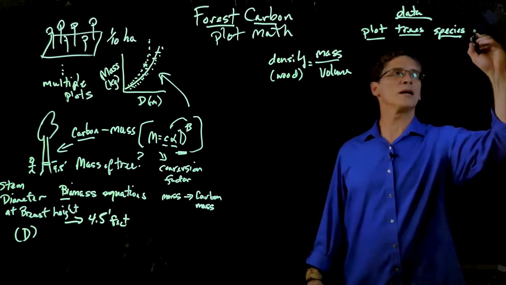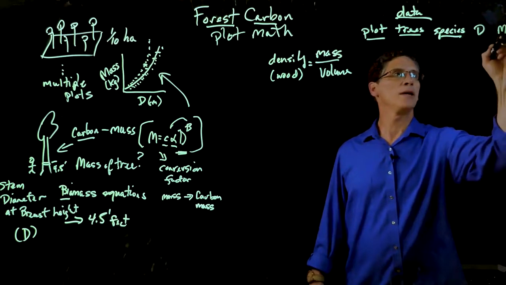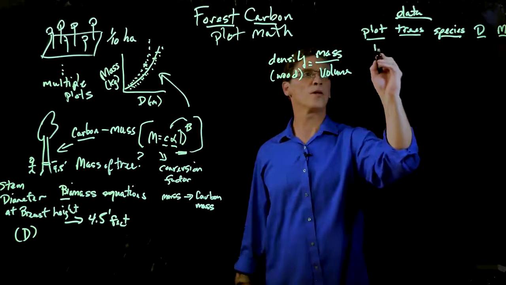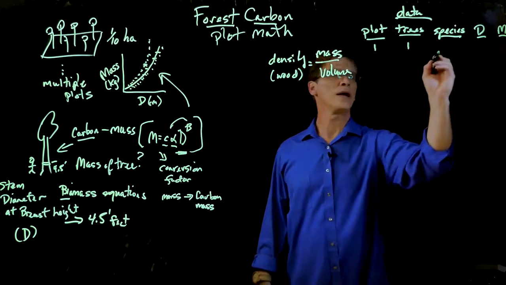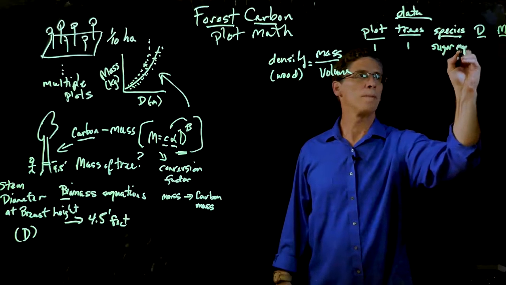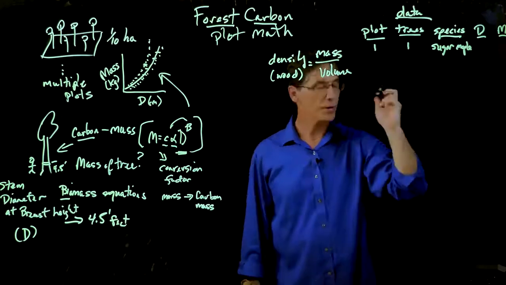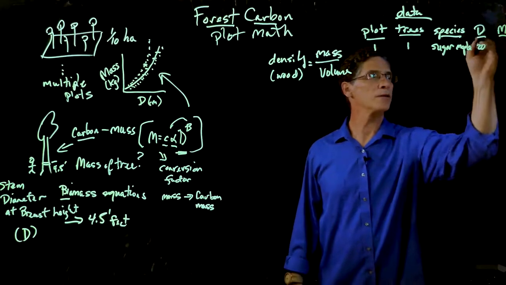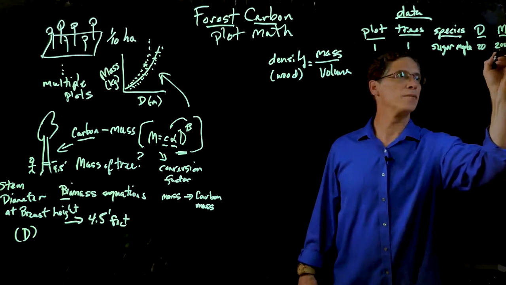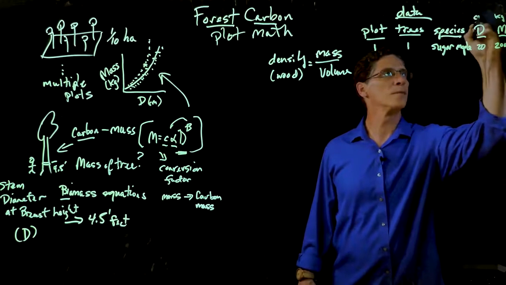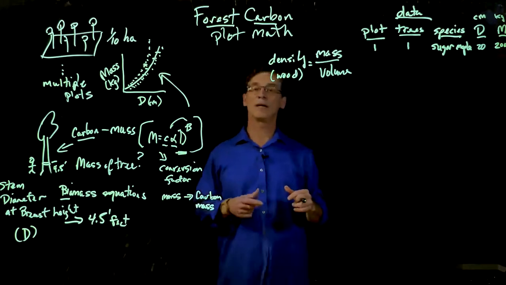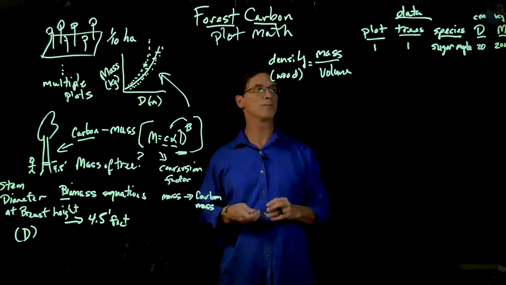Okay, and then we're also going to have the diameter, and then we're going to have the mass. So as we go to our first plot, we'll call that plot 1 and then tree 1. And let's say that tree 1 is a sugar maple, and it has a diameter of about 20 centimeters. And then we plug that into the equation, and we're going to get something like around 200 kilograms. Okay, so a tree that's 20 centimeters in diameter, maybe it'll weigh about 200 kilograms.